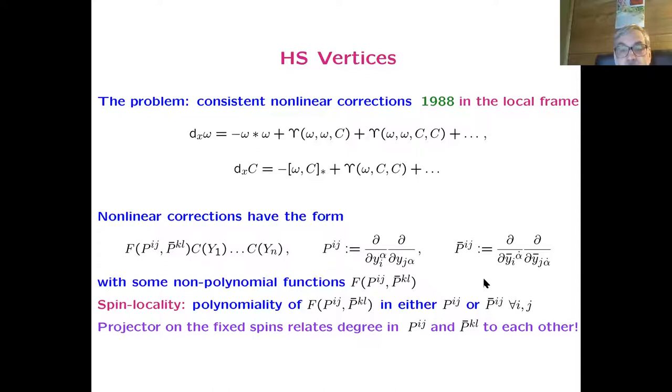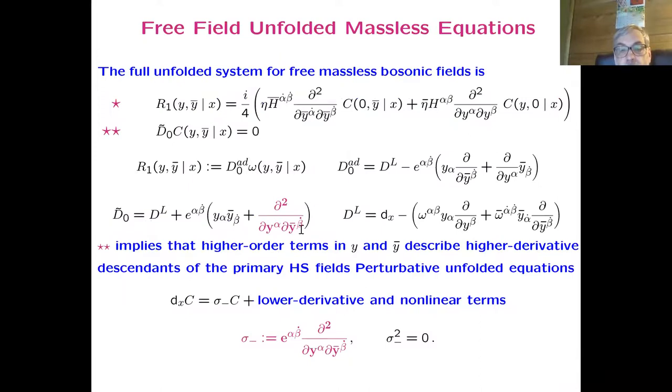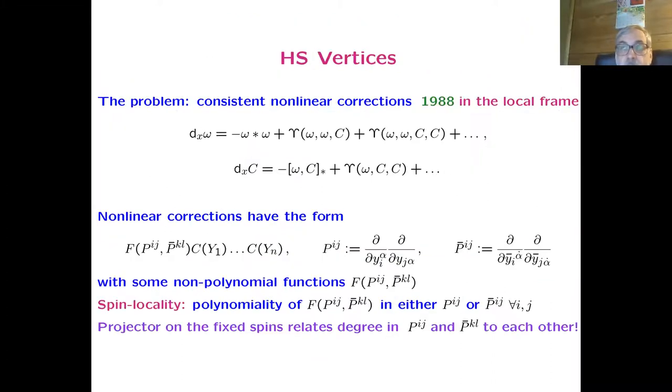If this happens, then that precisely guarantees spin locality for a very simple reason, because we remember that this operator is ∂/∂y ∂/∂ȳ, so that for a given spin, the number of y and ȳ is kept fixed. It's just related to spin, the difference between y and ȳ. And this means that if we fix spins, it's enough to demand that there is a polynomiality either in y or in ȳ to achieve that the total number of space-time derivatives for a given spin is finite.